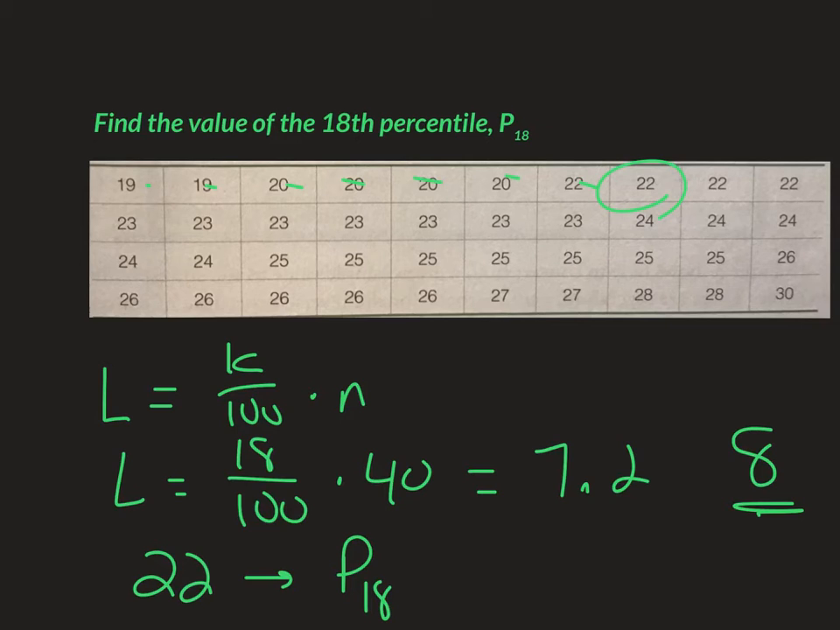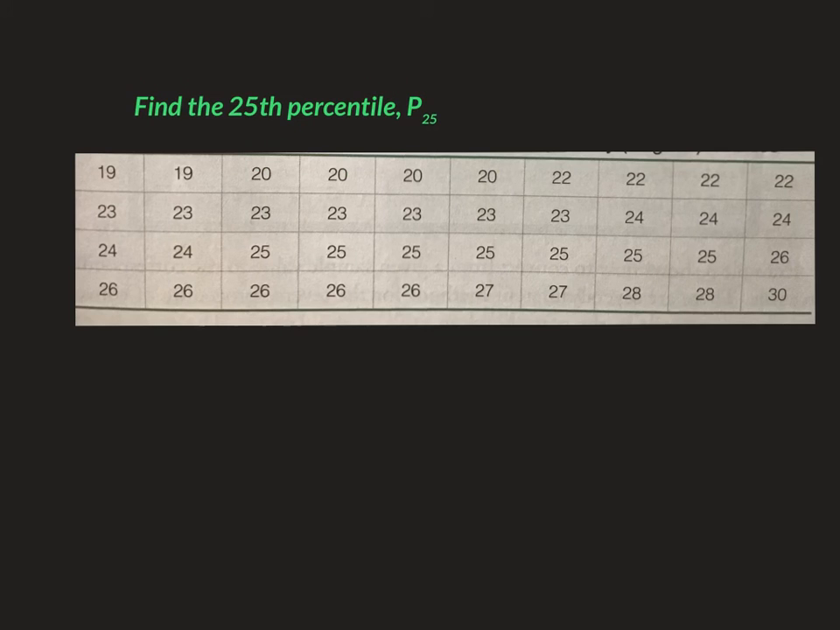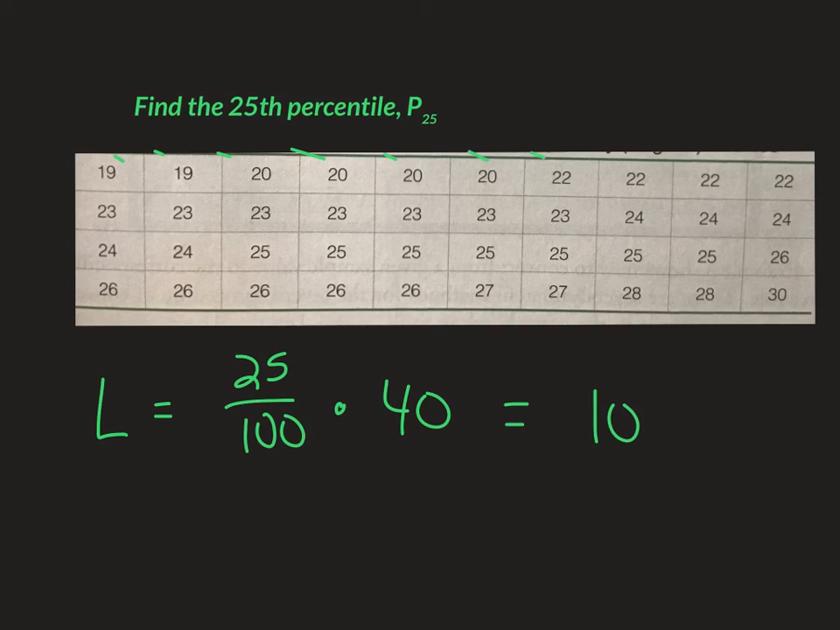That's if it doesn't come out even. I want to show you one that does come out even so we can look at that too, because this is the only other case you're going to see. This one says find the 25th percentile, so I'm going to do the same thing. L equals K over 100 times N. K is the percentile, so I'm doing 25 over 100 times N. N is 40. I work that out, and I get exactly 10. So I'm looking for the 10th number. 1, 2, 3, 4, 5, 6, 7, 8, 9, 10.